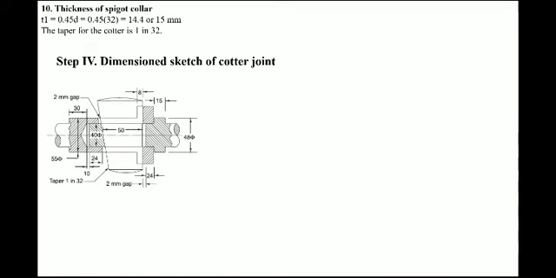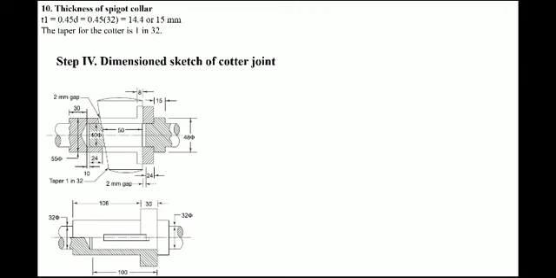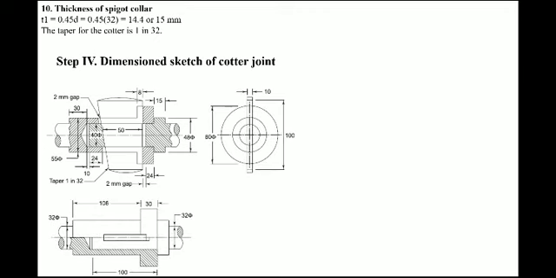So next, thickness of spigot collar. Thickness of spigot collar T1 is equal to 0.45 times D, which is equal to 0.45 into 32, that is 14.4 or 15. And the taper of the cotter is 1 in 32. Okay, so let us start with the dimension sketch of cotter joint. Whatever dimensions we obtained, we are simply putting them in. So this will be a front view, the top view will be there, and there will be a side view.